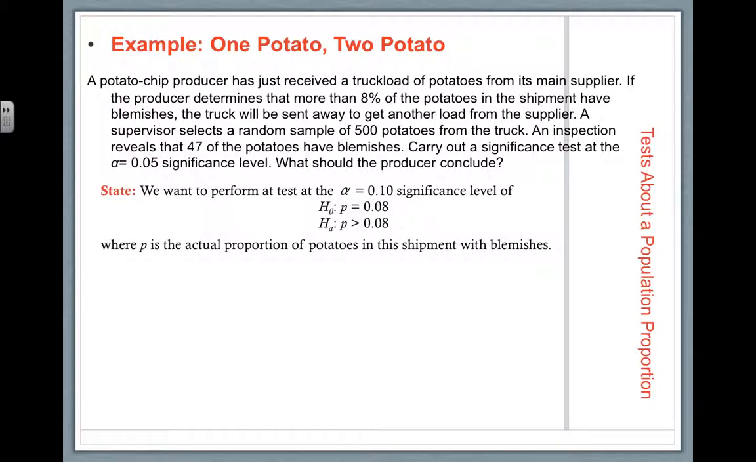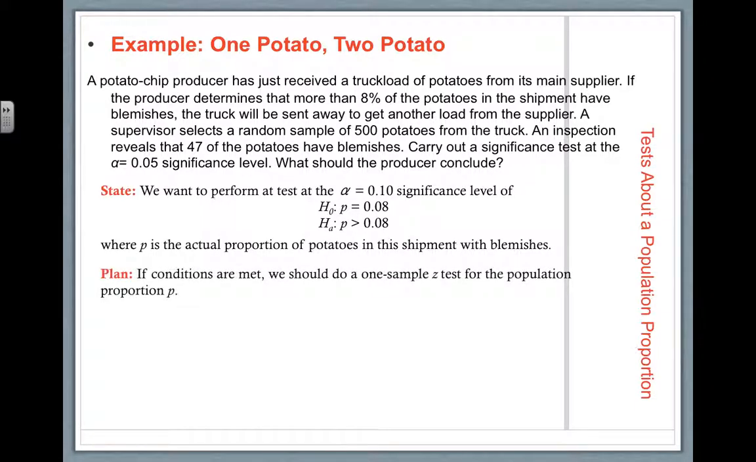Okay, the first thing is our hypotheses. Our null hypothesis is that 8% of the potatoes have blemishes. The alternative hypothesis is that it's more than 8%. P is going to be the actual proportion of potatoes in the shipment with blemishes.